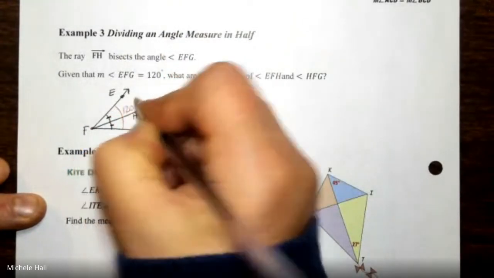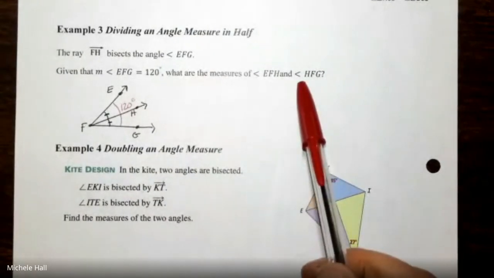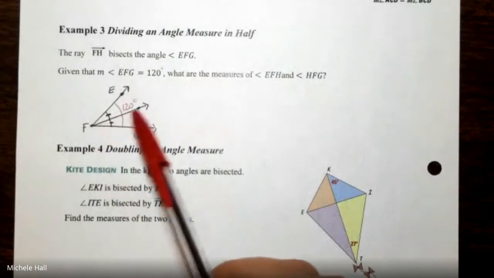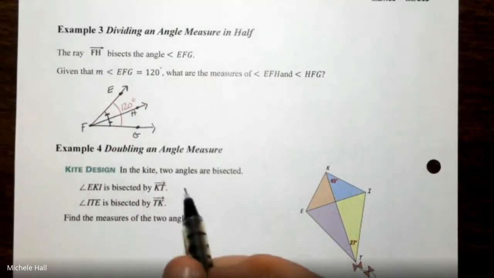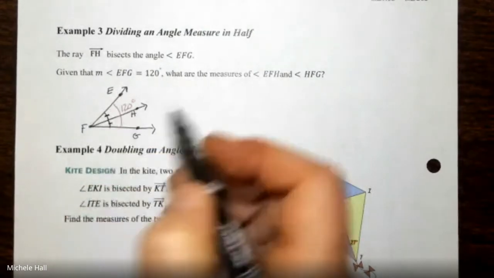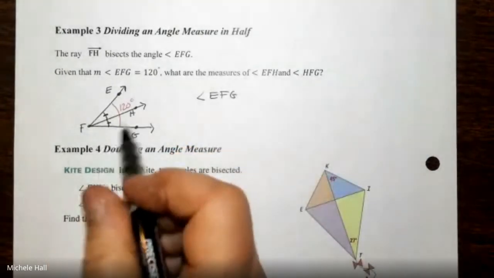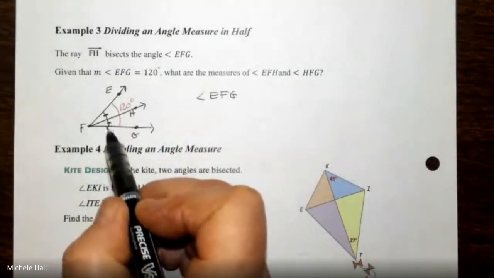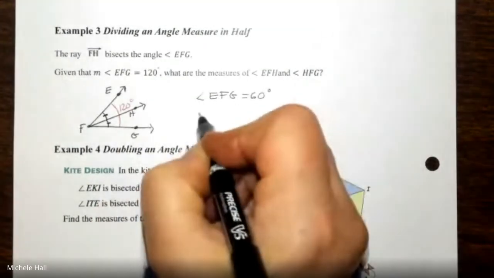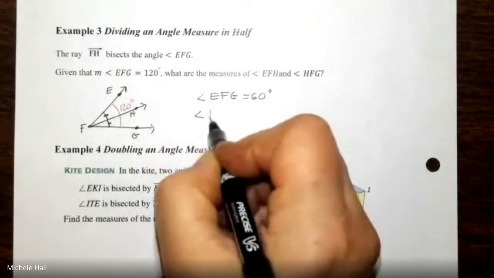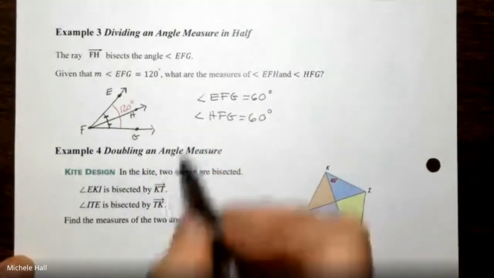EFG, the entire angle, equals 120 degrees. What are the measures of angle EFH and HFG? EFH. If the entire angle equals 120 and it's been bisected, how much will angle EFH be? It's been bisected, so that must be 60 and 60. They are equal to each other. 60 degrees, and angle HFG also equals 60 degrees.